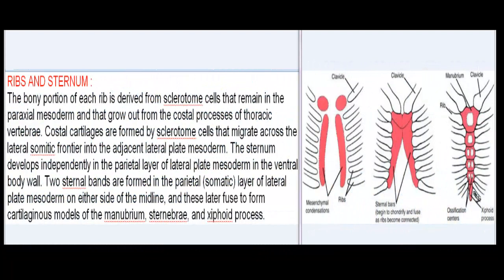Ribs and sternum. The bony portion of each rib is derived from sclerotome cells that remain in the paraxial mesoderm and that grow out from the costal processes of thoracic vertebrae. Costal cartilages are formed by sclerotome cells that migrate across the lateral somitic frontier into the adjacent lateral plate mesoderm. The sternum develops independently in the parietal layer of lateral plate mesoderm in the ventral body wall. Two sternal bands are formed in the parietal, somatic, layer of lateral plate mesoderm on either side of the midline, and these later fuse to form cartilaginous models of the manubrium, sternebrae, and xiphoid process.